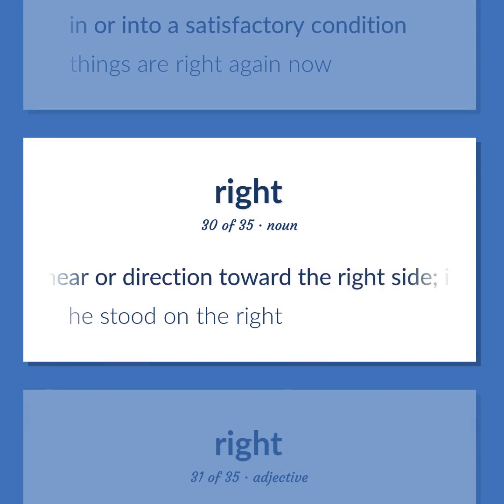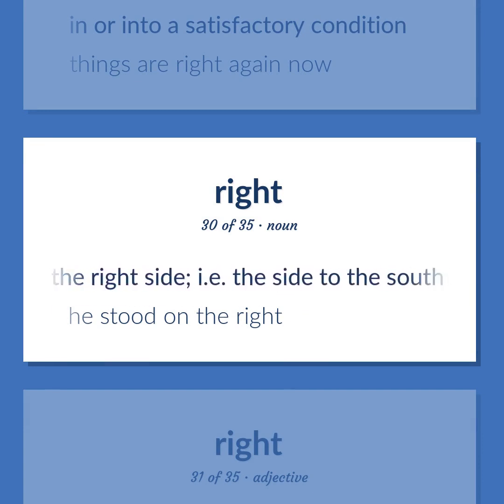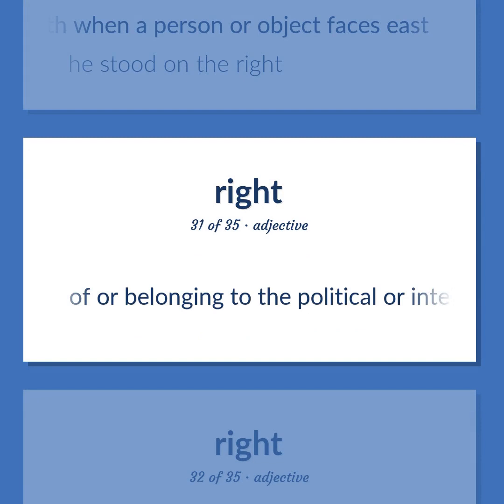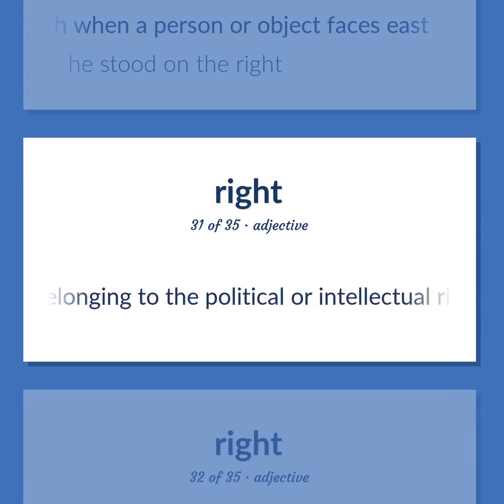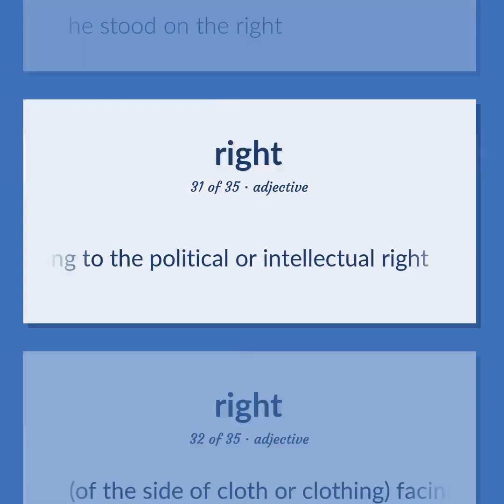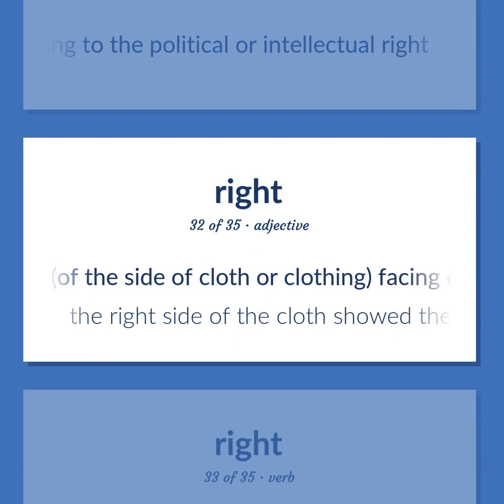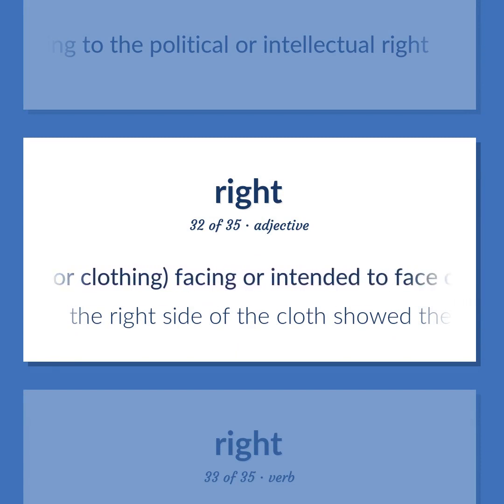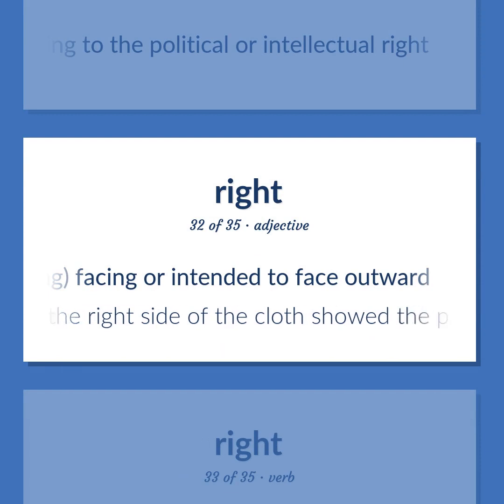Location near or direction toward the right side, i.e. the side to the south when a person or object faces east. He stood on the right. Of or belonging to the political or intellectual right. Of the side of cloth or clothing, facing or intended to face outward. The right side of the cloth showed the pattern.